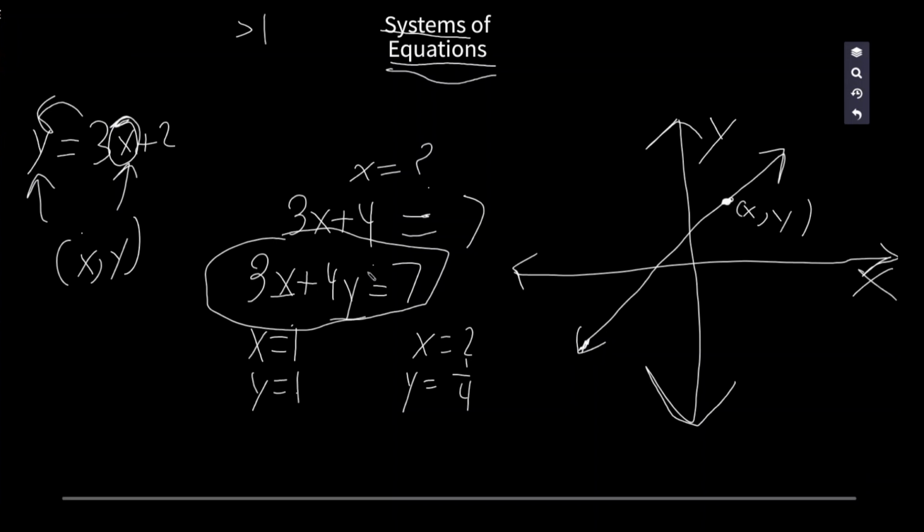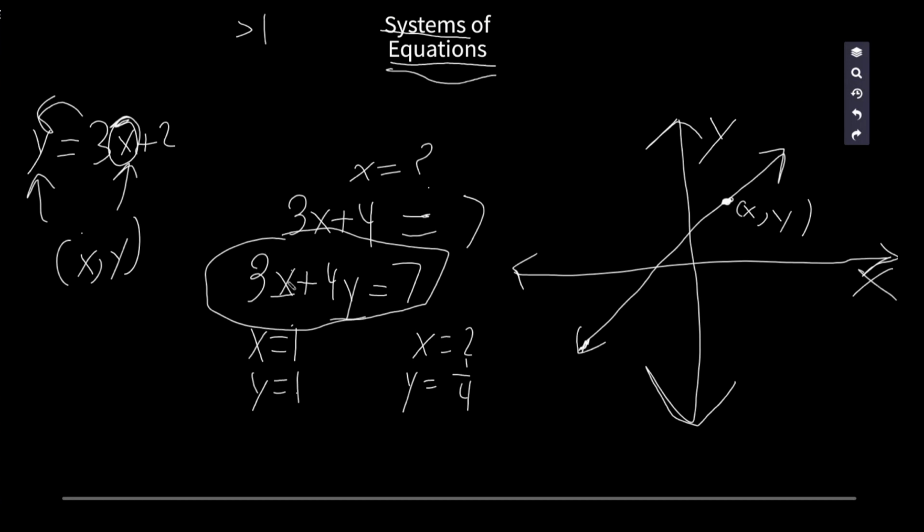So, you may be wondering, well, what does this have to do with anything? Well, if we have a simple graph, like a line, 3x plus 4y equals 7, you can tell that this is a line because it's linear, which means that the highest exponent is 1.